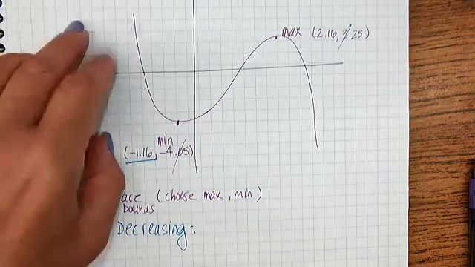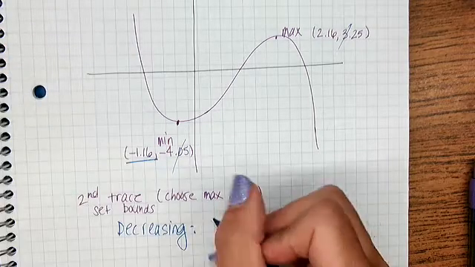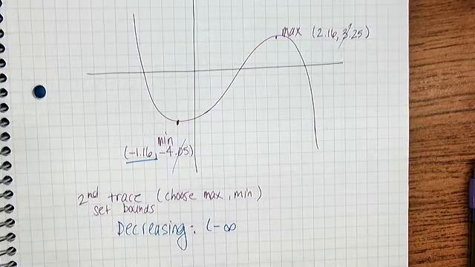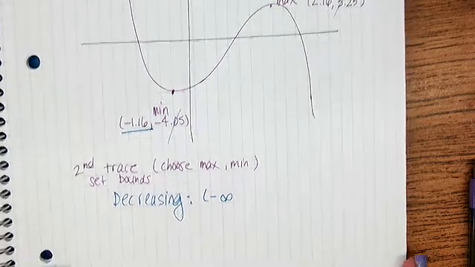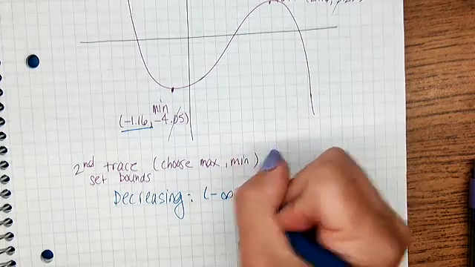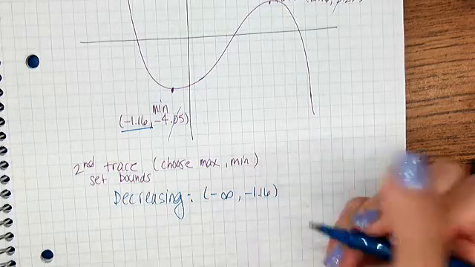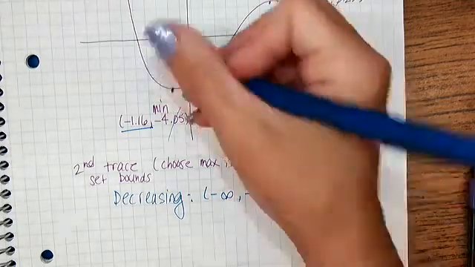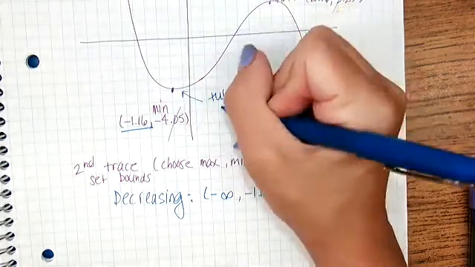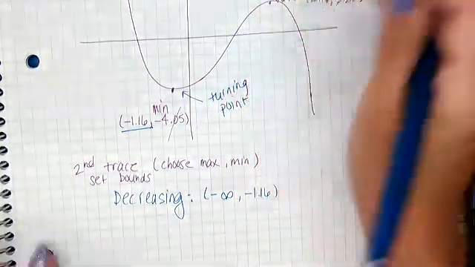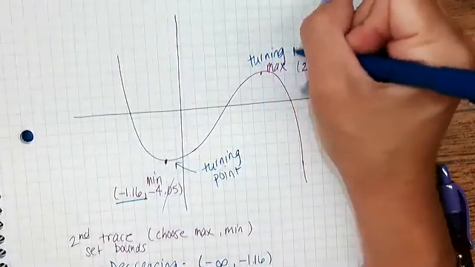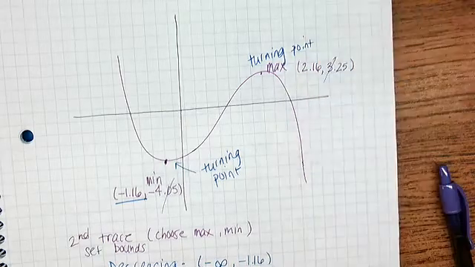Where's that somewhere over here to the left? That would be negative infinity. Infinity is always in a parenthesis. How do you include the biggest thing there is? You can't. Negative 1.16, this is a turning point, so it's going to be a parenthesis. And while we're at it, this is going to be a turning point.